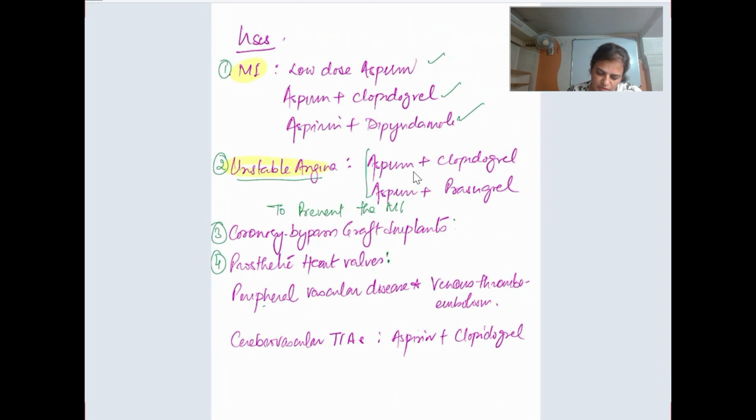Then peripheral vascular disease, same here also with the venous thromboembolism. The reason is the same here. Then in the cerebrovascular transient ischemic attack, we again use a combination of aspirin and clopidogrel. That's all about the antiplatelet drug.